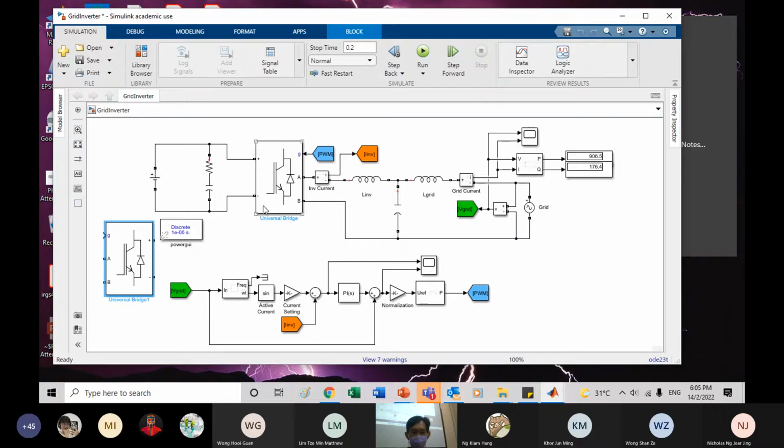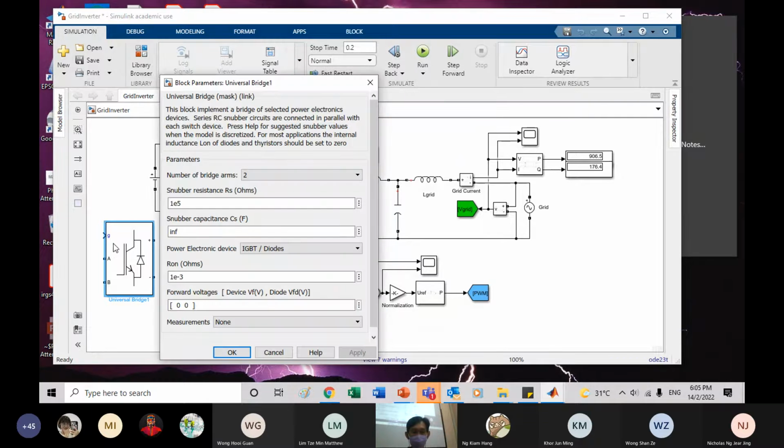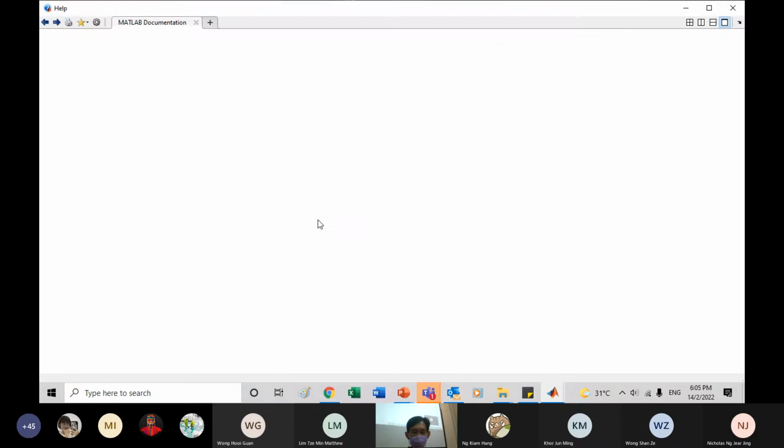It changed to the bridge. Now you notice that one side has plus minus, and one side has A B. So the plus minus is the DC side, the AB is the AC side, and the G is the switching control. If you look at the help file, it will show you.